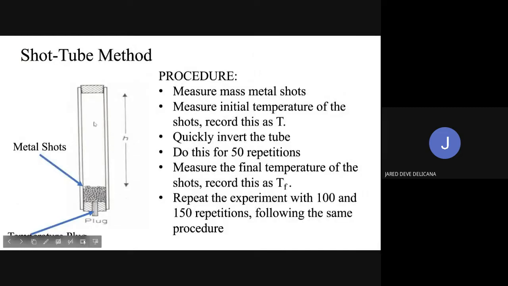For the shot tube method, I also come up with these steps here. Measure the mass of the metal shots and measure the initial temperature of the shots. Record this as T. Quickly invert the tube. Do this for 50 repetitions. Measure the final temperature of the shot and record this as T sub F. Repeat the experiment with 100 and 150 repetitions following the same procedure.